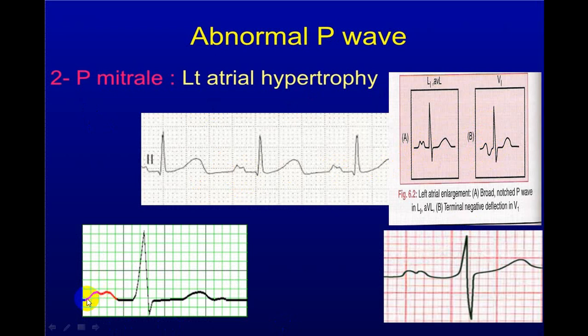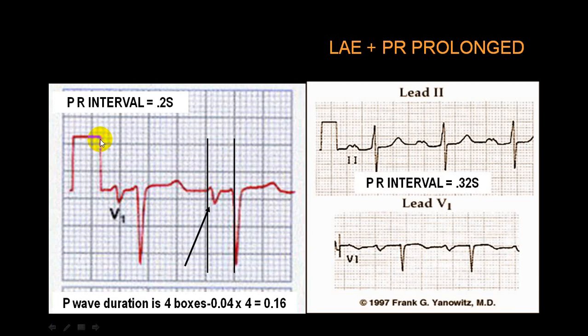Broad and notched. The duration is longer than 2.5 small squares. So that is peculiar of left atrial hypertrophy. You can see this second component is deeper. But simultaneously also look at the other component.